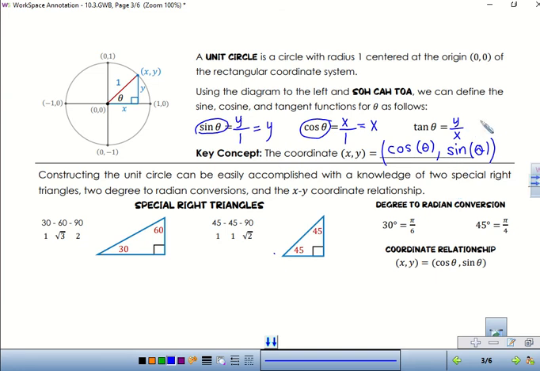Okay. So in that case, if tangent is y over x, that means that tangent is sine of theta divided by cosine of theta, isn't it? And that's true. If you take sine of any value and then cosine of the same value and divide that, you would get tangent of whatever that value is. So tangent is equal to sine divided by cosine of any angle measure this works for. So does anybody have any questions about relating the sine to the coordinates? All right.